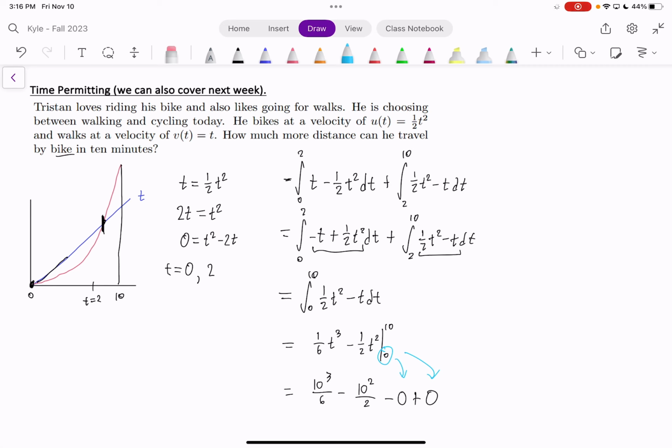I've got a question for Tristan. What do you prefer? Walking or biking? Biking. All right, good stuff. I know you had only mentioned biking, but we needed an area between curves question, so I hope this is okay.